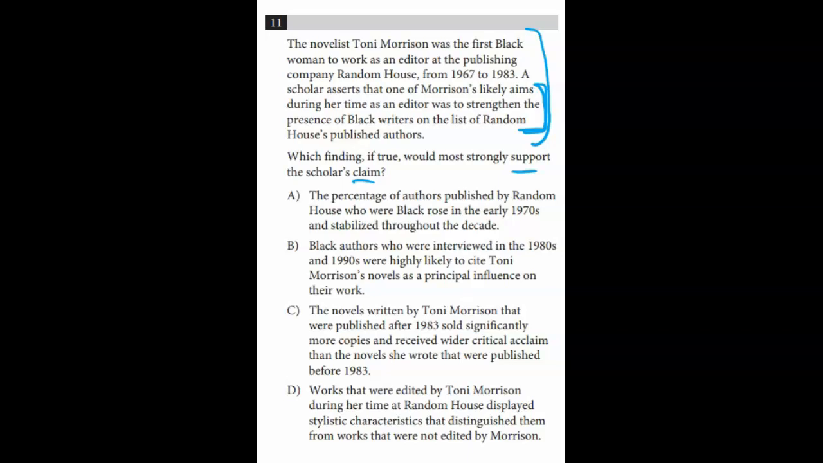A: Percentage of authors published by Random House who were black rose in the early '70s and stabilized throughout the decade. It's not the best. It doesn't really directly talk about Toni Morrison, but there could be worse answers out there, so let's leave it. B: Black authors who were interviewed in the 1980s and 1990s were highly likely to cite Toni Morrison's novels as principal influence on their work.